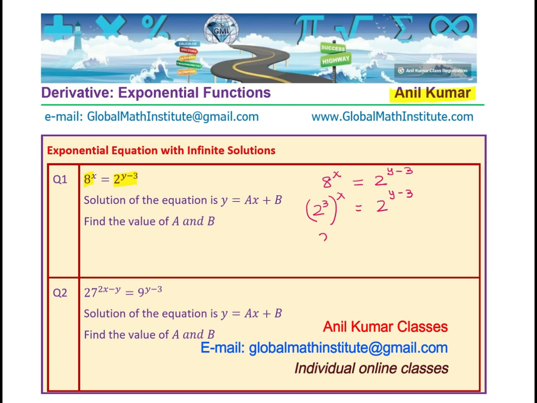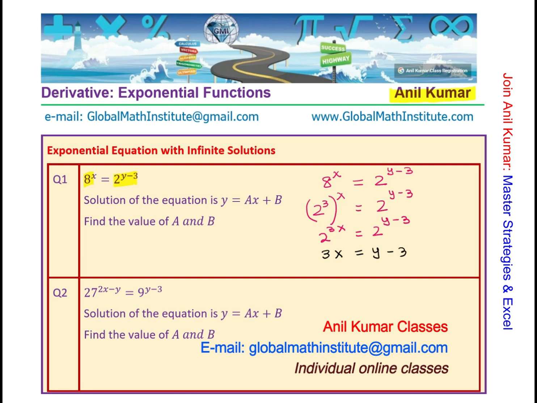Or you could say that it's 2 to the power of 3x equals 2 to the power of y minus 3. That means with the same base, the exponents should be equal. And therefore, we get the equation 3x equals y minus 3.